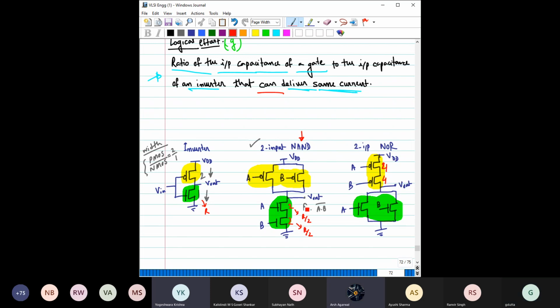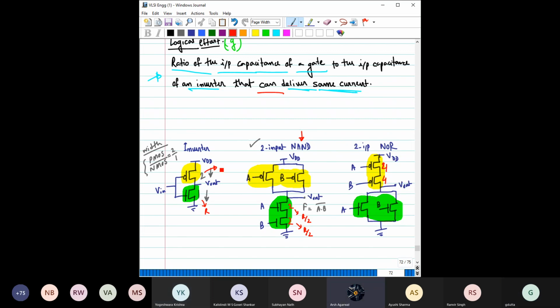And for the pull-up network, we are discussing the NOR gate right now, right? Yes, sir. Okay. So, sir, what is the resistance of this inverter? If it is 2, it is 2R.